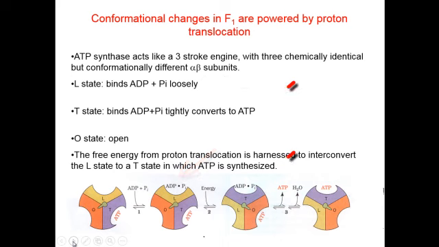In the T state, the ADP and the Pi are now tightly bound, and in fact that is where the energy from the proton translocation converts the ADP and the Pi into ATP. And in the O state, the alpha-beta subunit is open and there is no ATP or ADP bound. So basically the 3-stroke engine means that at any point in time, one of the subunit pairs is in the L state, one is in the T state, and one is in the O state. And they just rotate through these 3 states as the protons pass through the proton channel, harnessing that free energy of movement, harnessing that kinetic energy to turn it into chemical energy in the form of ATP.